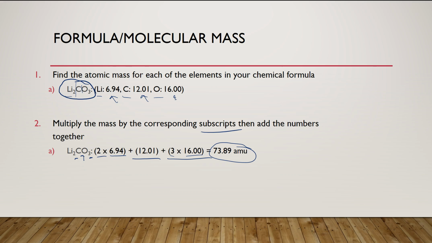Remember, when they combine, bond ionically, I'm going to treat them like a single particle. And so 1 particle of lithium carbonate would have a mass of 73.89 atomic mass units. Okay? And that's as simple as it is, that's how we find the formula or molecular mass. And this is an integral step in doing mole calculations. All right?